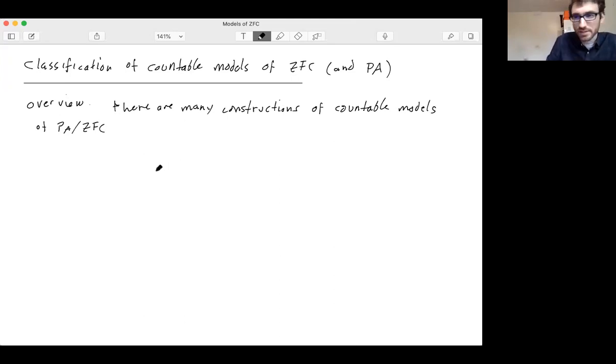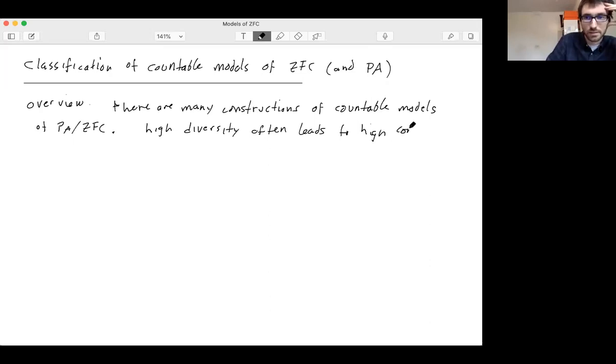And why that is will be explained later, why I'm so limited. Whenever I see something like that, I expect there to be a high complexity from a certain point of view. So high diversity often leads to high complexity from a descriptive point of view.